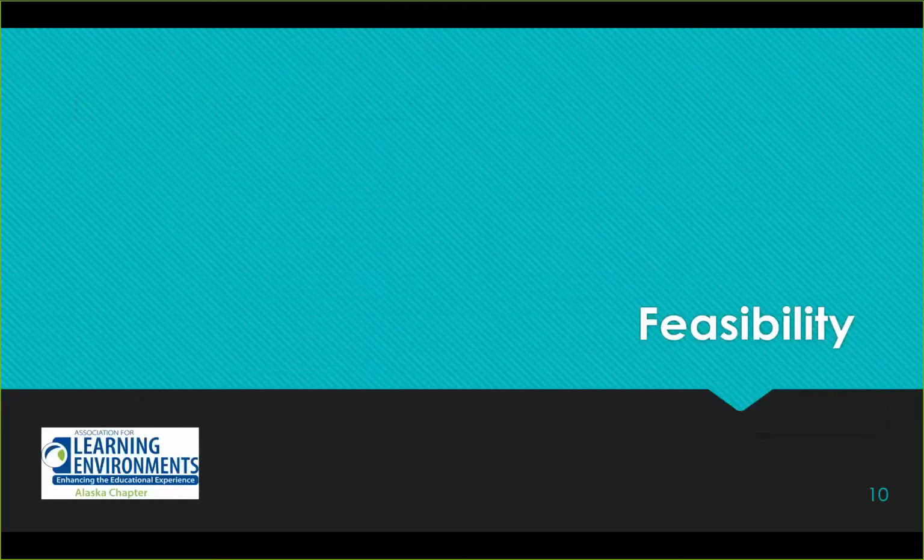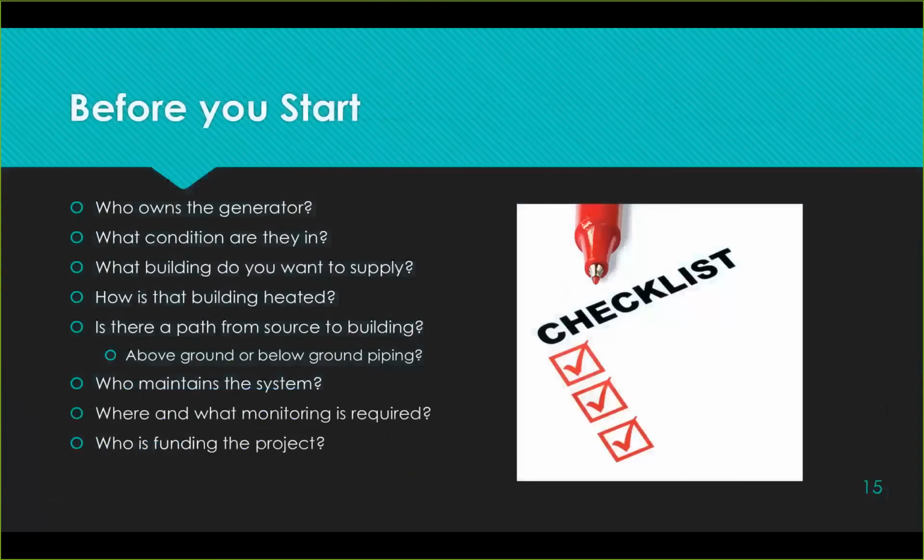So you know how you might fund it, you know what it is, but is it even feasible to install? The problem is before you start, you need to know a little bit about what you're actually planning on doing. So one, who owns the generator? What condition are they in? Do you know what building you want to supply and how that building's heated? Is there a reasonable path? Is it a short distance, a long distance, in the same building? How are you going to get from the source of heat to the building you want to heat or the system you want to maintain?